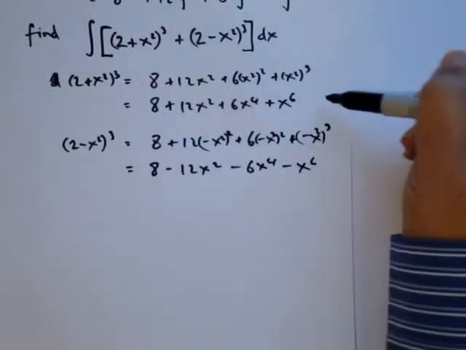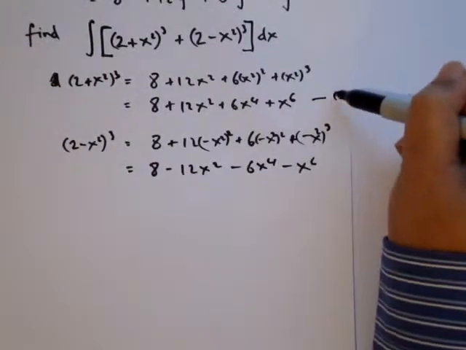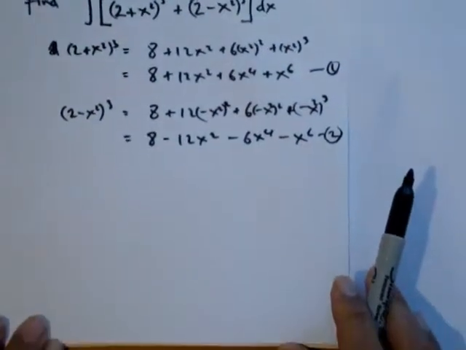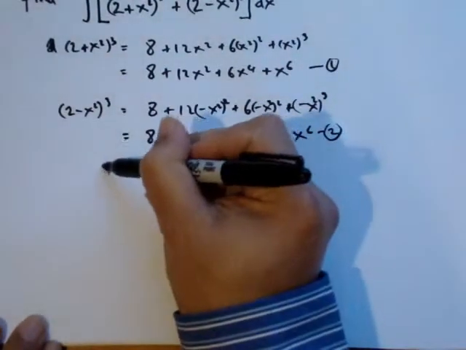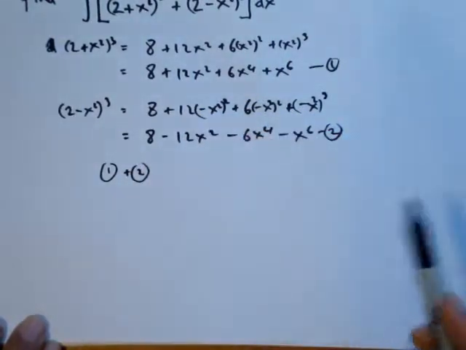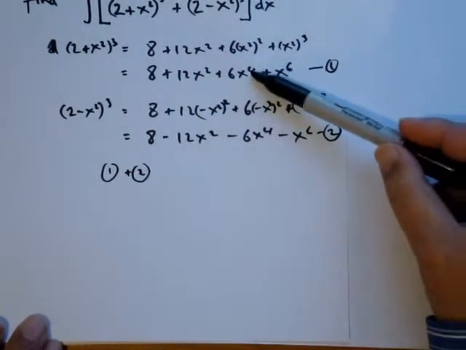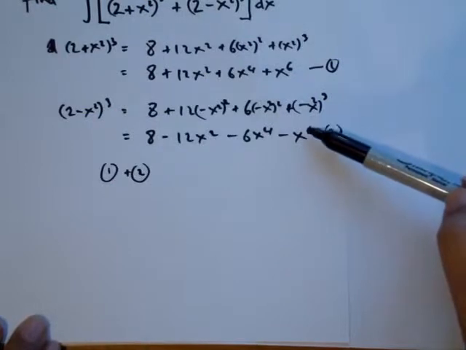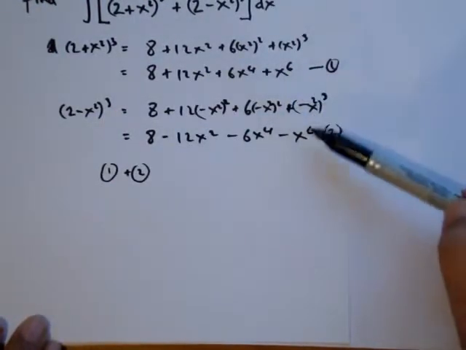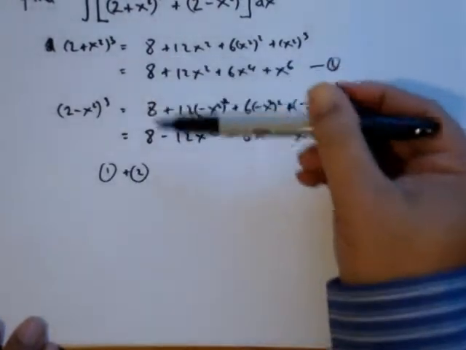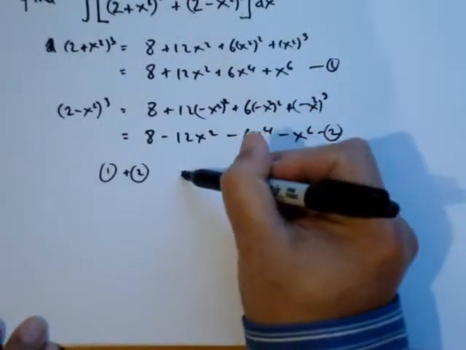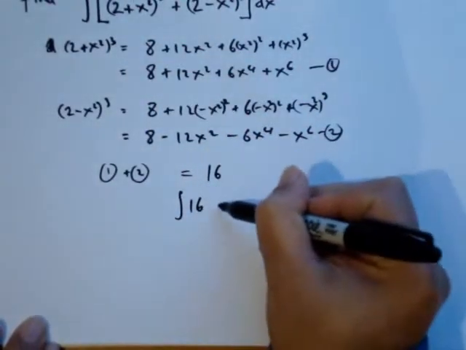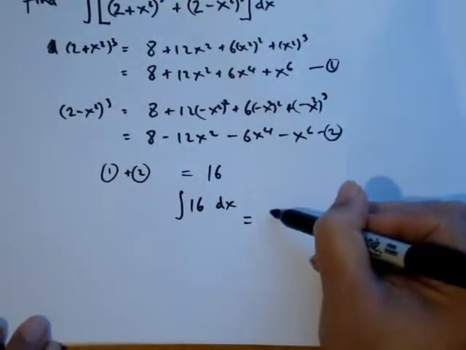Now we have to add this, which we'll call 1, and this, which is 2, together as per our integration. So the plus 12x squared and minus 12x squared cancel, the plus 6x to the power 4 and minus 6x to the power 4 cancel, and the plus x to the power 6 and minus x to the power 6 cancel. So all we're left with is 8, and 8 plus 8 is 16. So this integral is simply the integral of 16 dx, which is 16x.